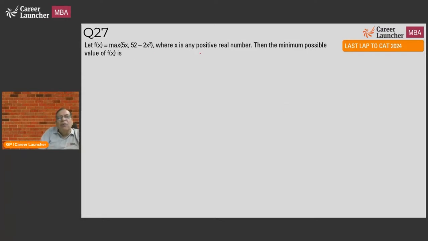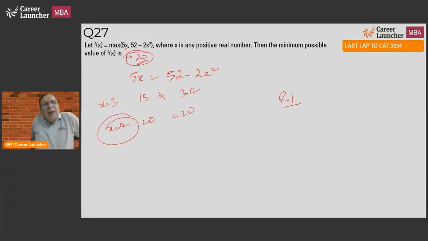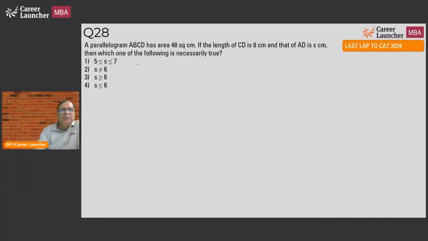Let f(x) be equal to the max of this, where x is minimum. Yeah, it's a round 1 question. All we need to do is 5x has to be equal to 52 minus 2x square. While you can solve the quadratic, I'll not even solve the quadratic. I'll say x equal to not 1, 2, 3. Let's see if x is equal to 3, what happens? 15. And what is this right hand side? 3 square is 9, into 2, 18. 52 minus 18 is 34. No. x equal to 4. 5 4s are 20. 16 into 2, 32, 52 minus 32 is 20. x is equal to 4. So what is the maximum value of f(x)? f(x) is going to be 20. Round 1, straightforward question, and this kind of question has come multiple times in CAT.